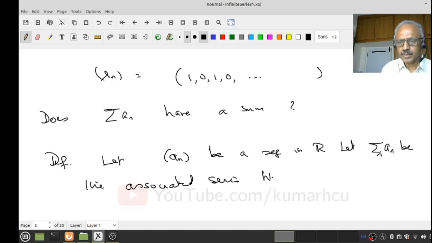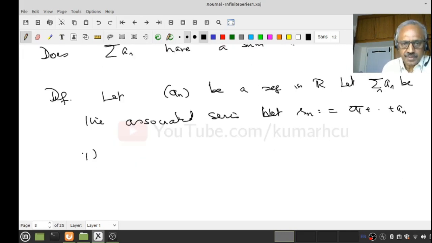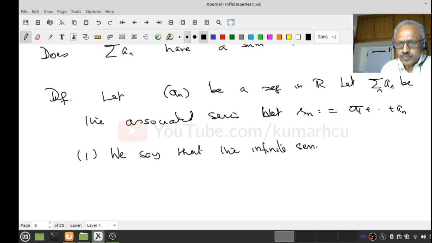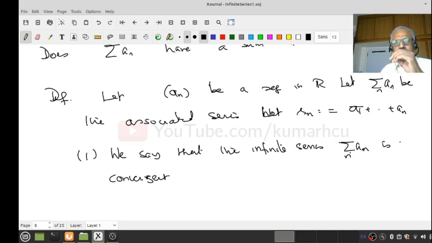We let Sn equal to a1 to an. Okay, then I am making two definitions. We say that the series is convergent. Remember, if I don't write, this means a_n for all n in natural numbers is convergent.